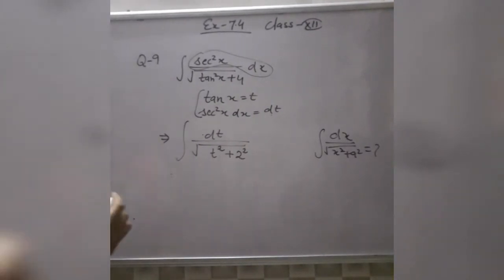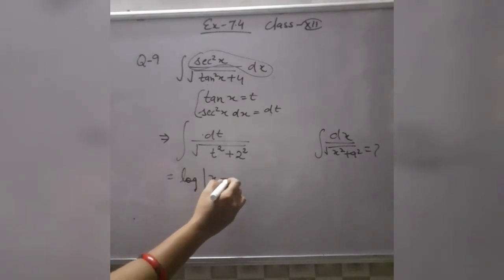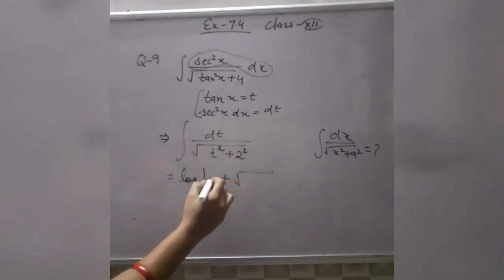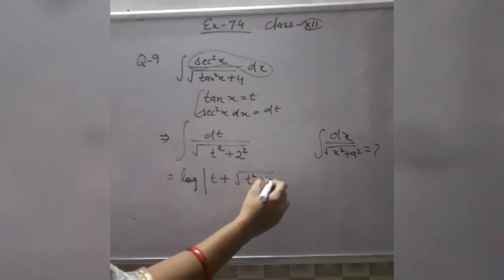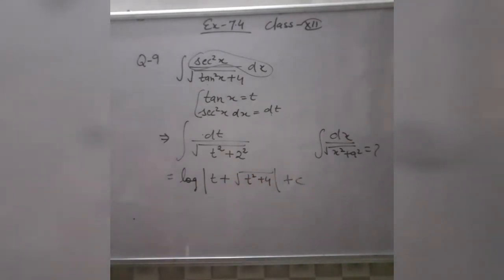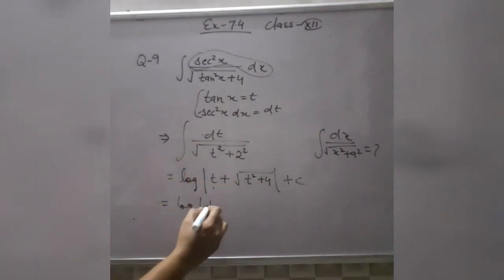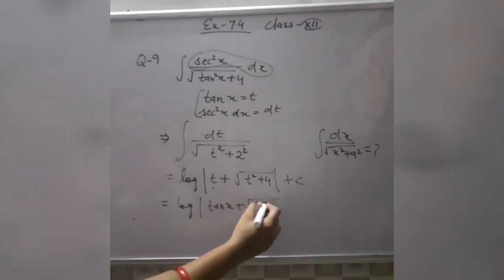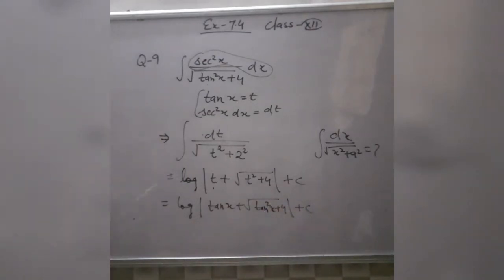The formula is, this equals log x plus root x square plus a square, but now we have the t variable, that's why you will write down log t plus root t square plus 4 plus integration constant c. And in the last step in place of t you will put the value of t which is tangent x, and in place of t square write down tangent square x plus 4, plus integration constant c. So this is question number 9.